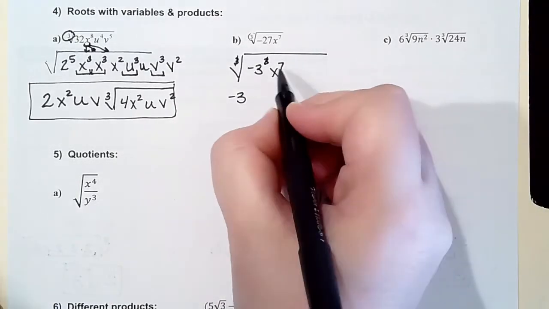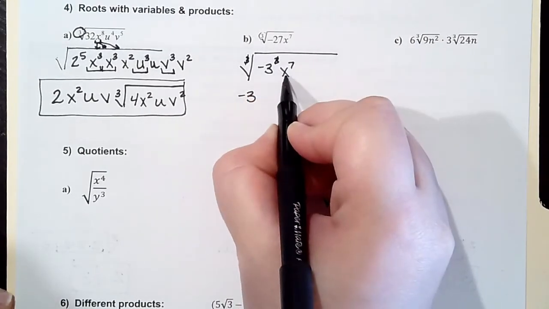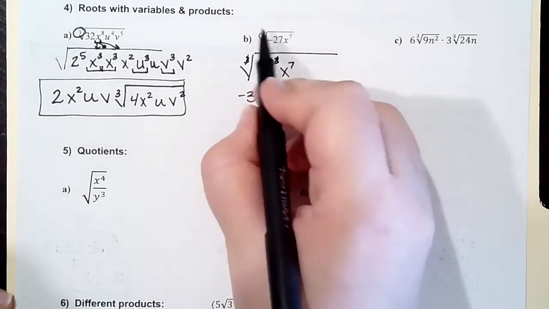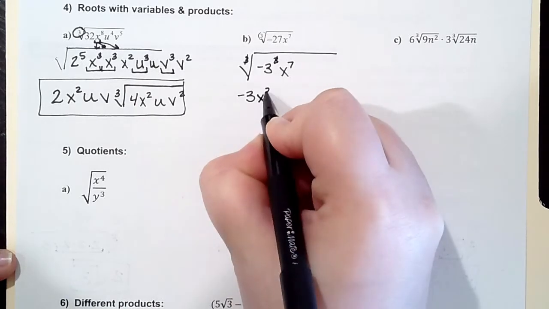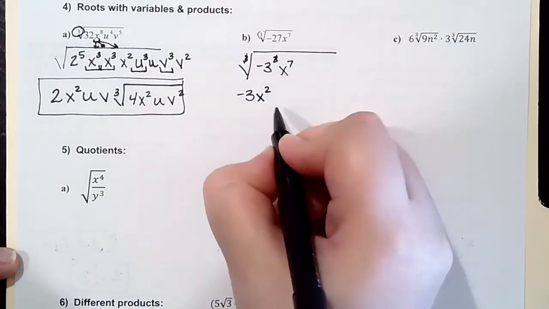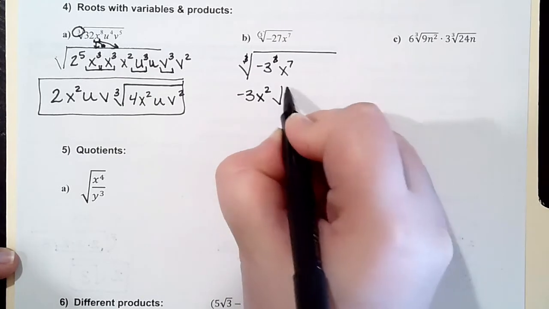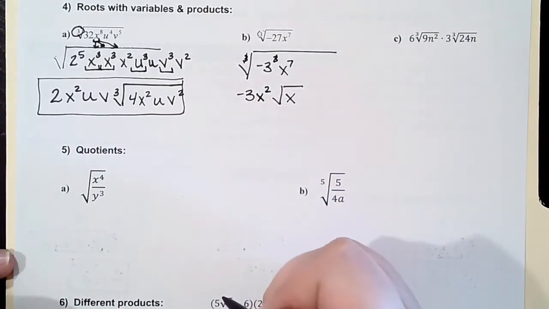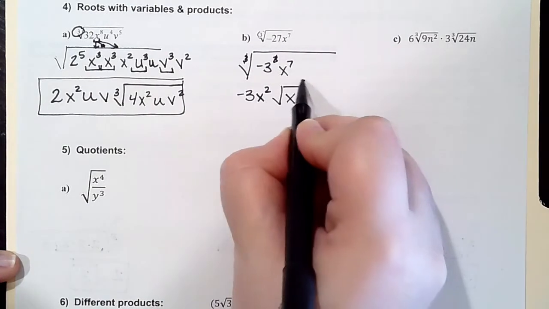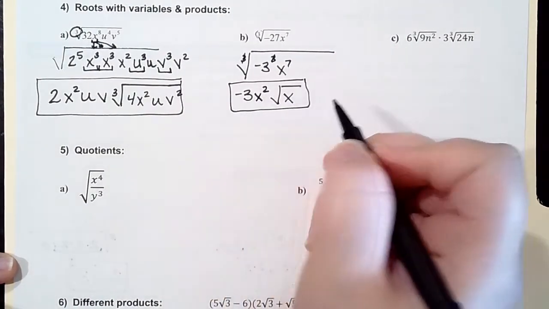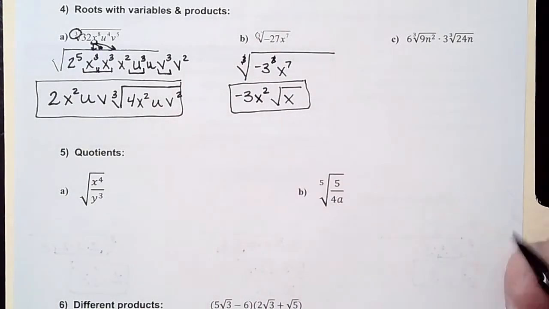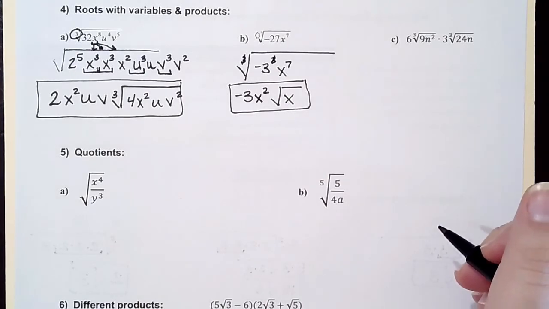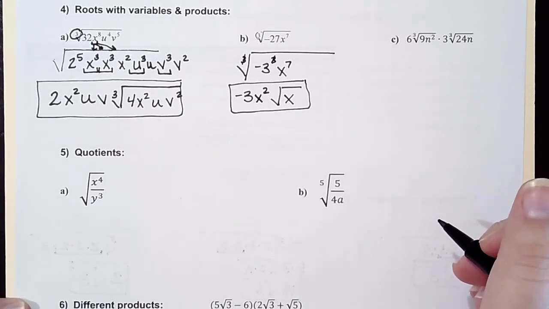And now I'm going to look at this and say, I know that for x to the 7th and that cube root, 3 will go into 7 2 nice times. So I have x squared. When I do that, I have a remainder of 1, so x stays inside the radical. There's some really awesome theory behind this, and I would encourage you to check it out if it's something you're interested in. Come chat with me. However, this is the easiest way that I have found to think of simplifying any roots with variables and products.